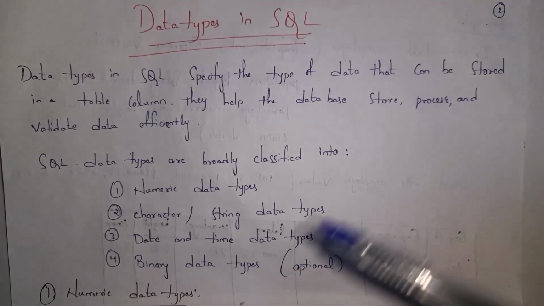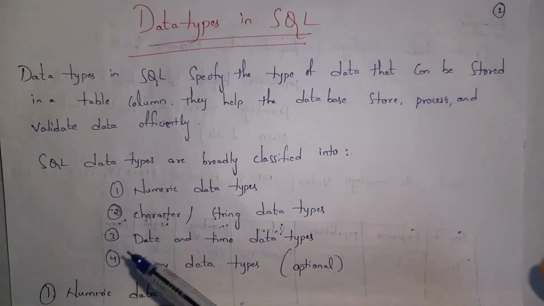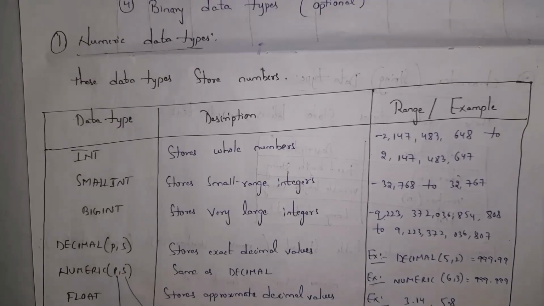Data types in SQL are classified into four types. They are numeric data types, character or string data types, date and time data types, and also binary data types. This fourth one is optional. First I will explain what numeric data types are. Numeric data types will store numbers.